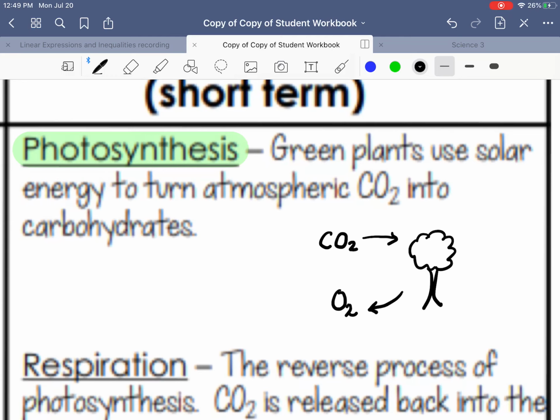Now something has to be in place to convert that oxygen back to carbon dioxide, and that's where people come in, or animals. So the oxygen is breathed in and the person breathes out carbon dioxide, but the photosynthesis is taking place in this green plant. Okay.